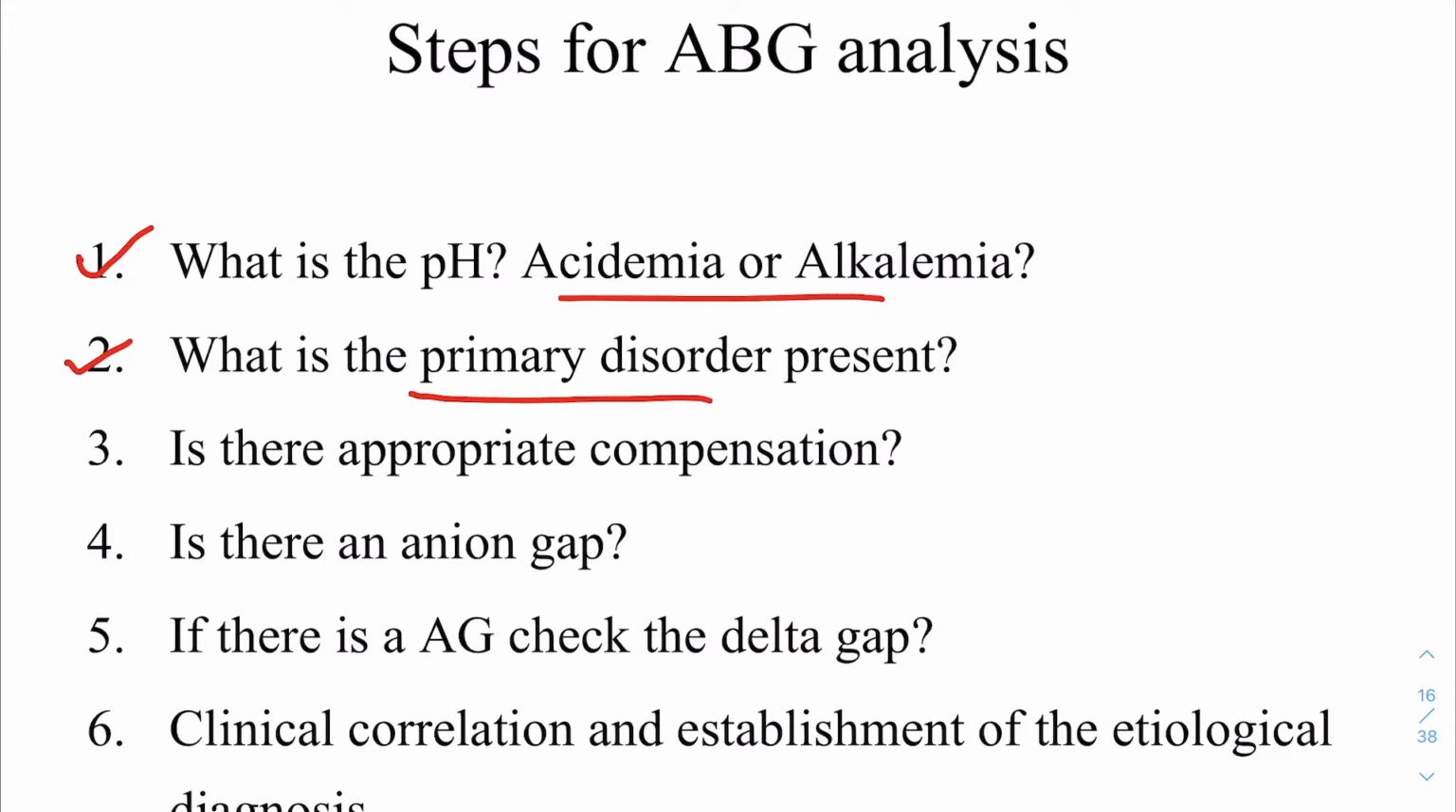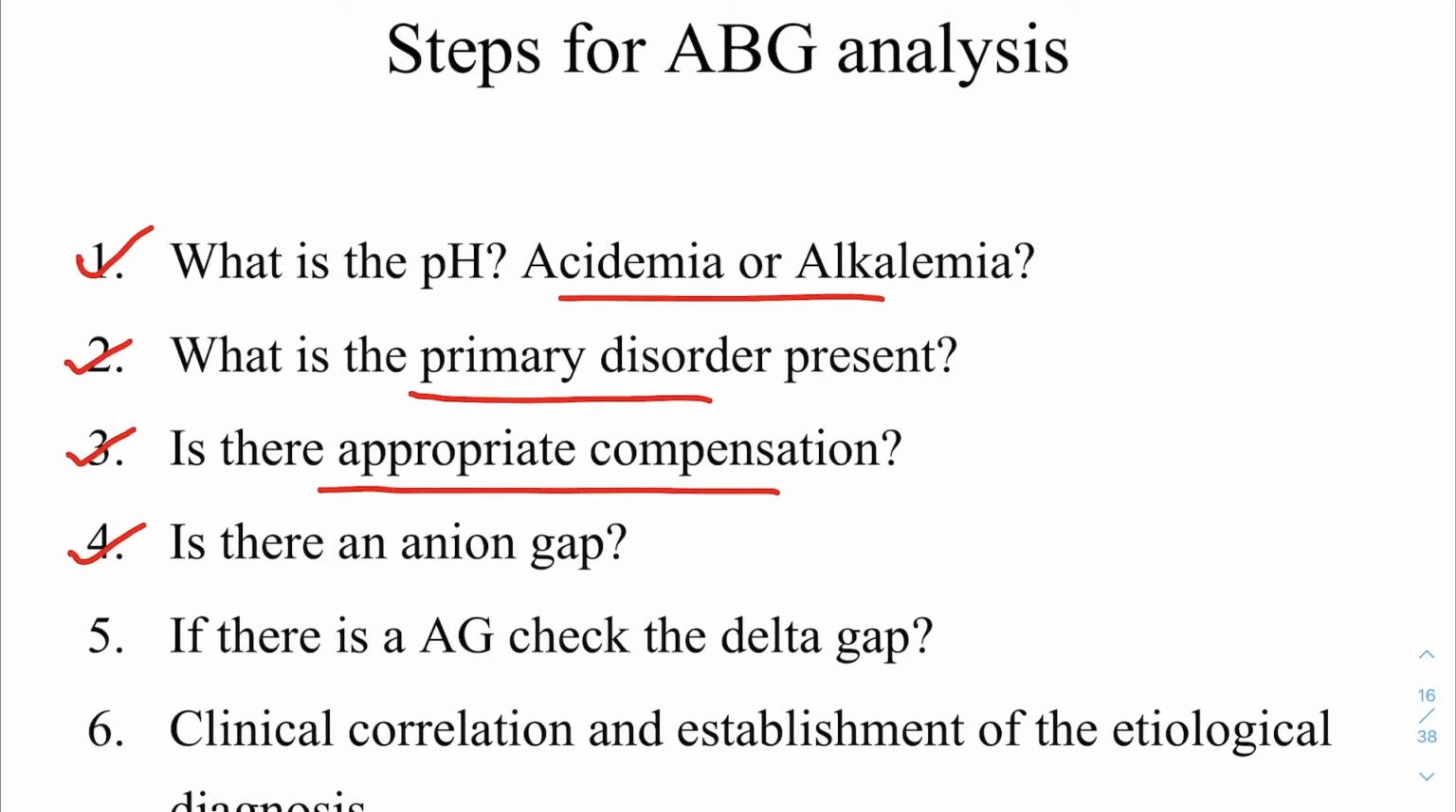The third step, we need to find out if there is appropriate compensation. Whenever there is an acid-base disorder, our body will try to compensate for it and will try to maintain the balance of acid and base. So we need to find out if there is compensation, and whether the compensation is appropriate or not.